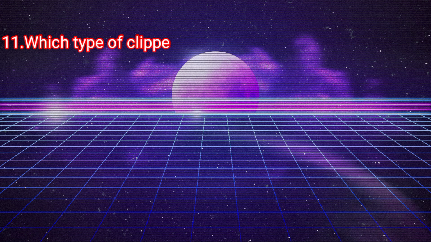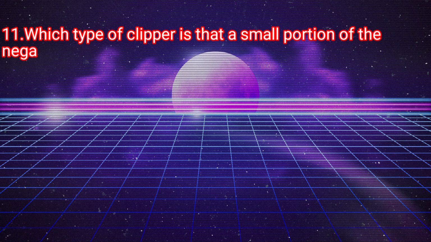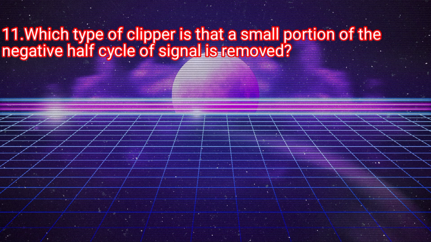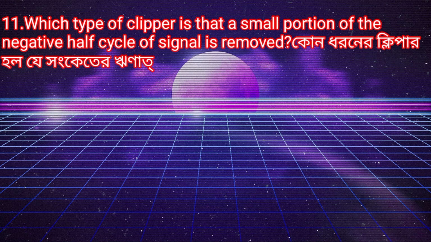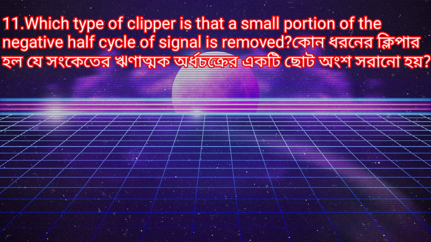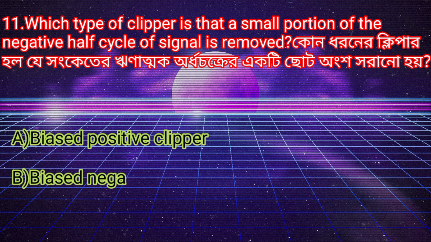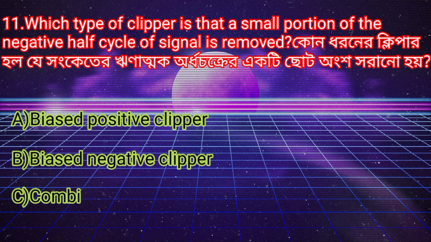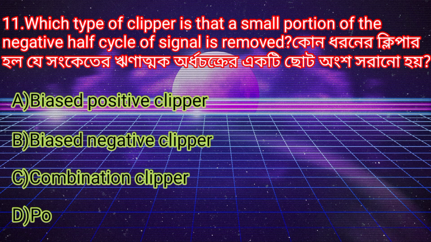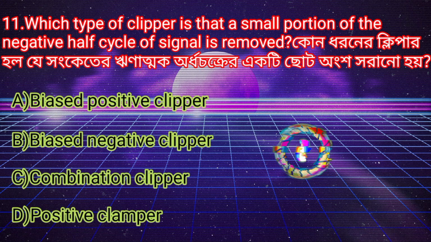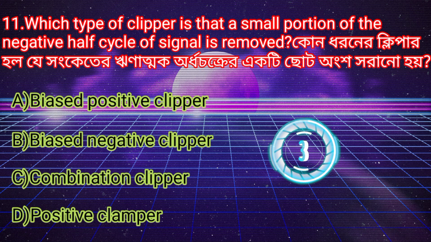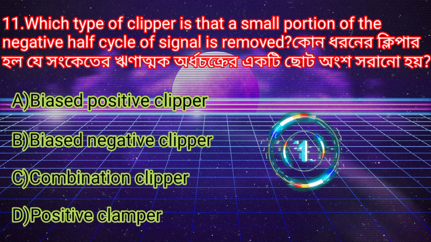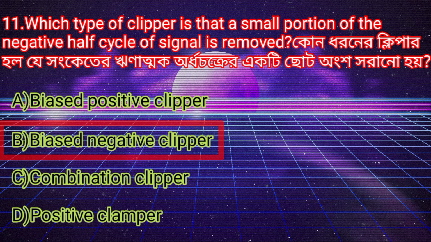Which type of clipper is that a small portion of the negative half cycle of signal is removed? Option A, biased positive clipper. Option B, biased negative clipper. Option C, combination clipper. Option D, positive clamper. উত্তর হবে অপশন বি biased negative clipper.